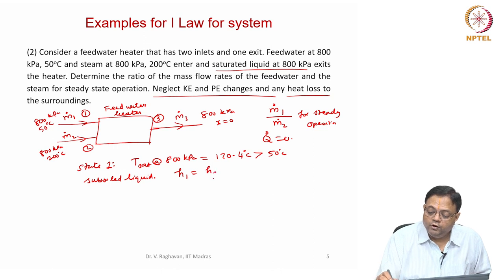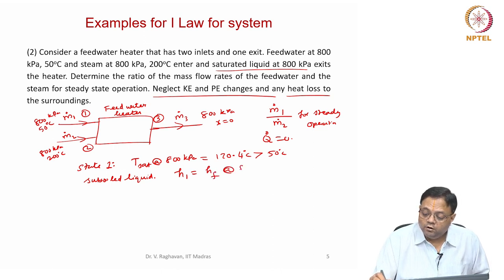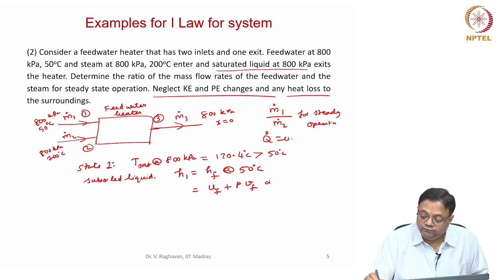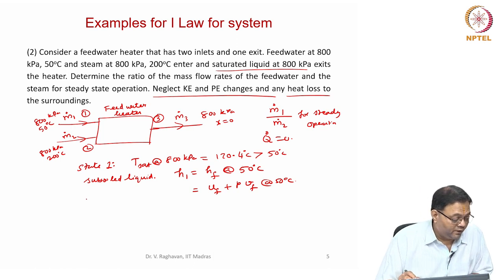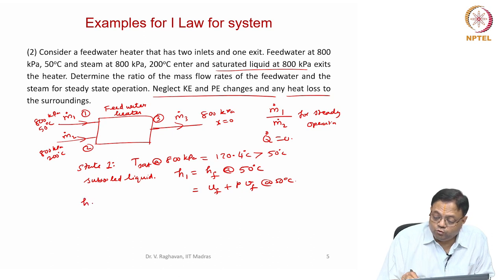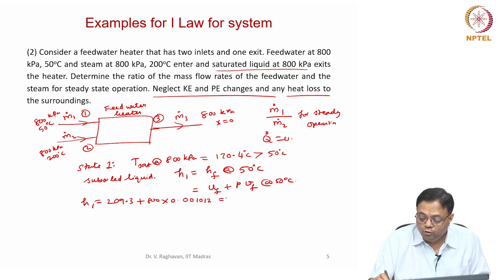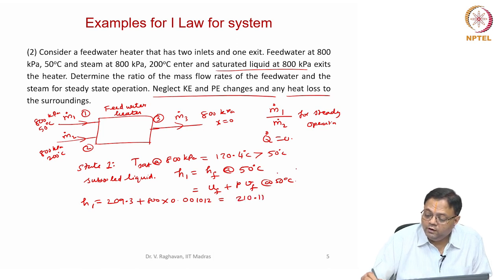Therefore, H1 will be equal to HF at 50 degree centigrade, or we can say UF plus P into VF at 50 degree centigrade. So, go to the tables again. H1 will be equal to 209.3 plus 800 kilopascals into VF, which is 0.001012. So, that will be equal to 210.11. Better to use this. So, this kilojoules per kg, that is H1.